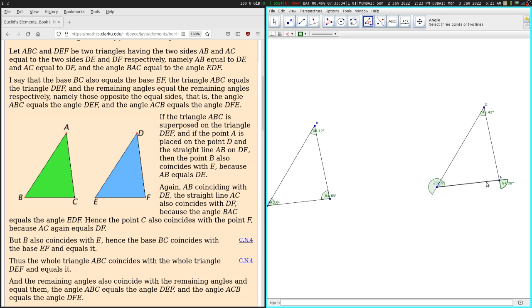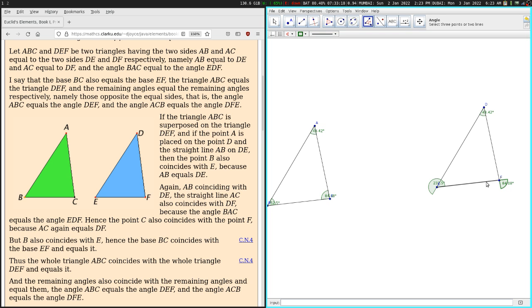Why am I reading this silently? The remaining angle is equal to the remaining angle. Okay. Well, we have no way to tell because GeoGebra is messing with us today. The angle ABC equals the angle DEF, and the angle ACB equals the angle DFE.